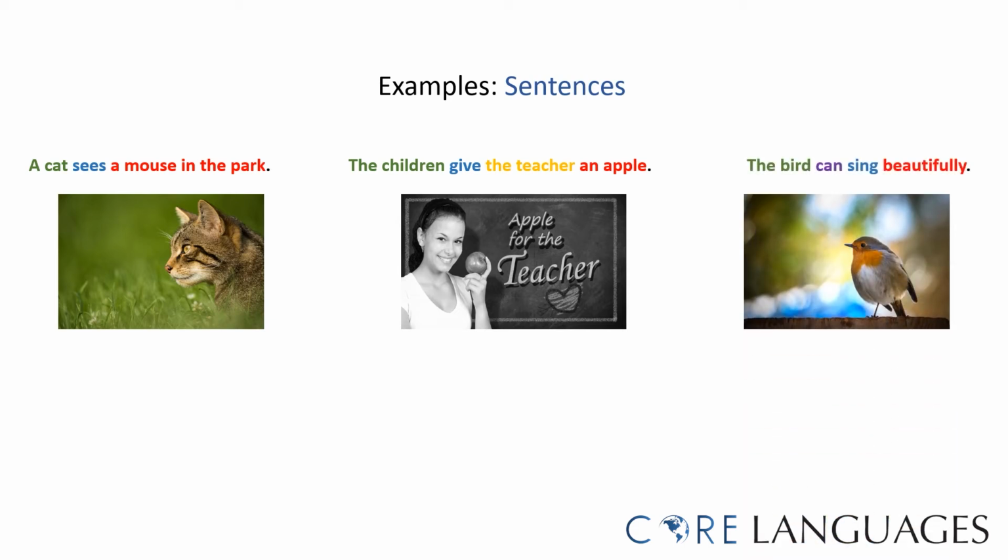The bird can sing beautifully. This sentence uses a modal verb, can, and the modal verb is placed before the other verb. The bird can sing. Beautifully tells us how, or the manner in which the bird sings.